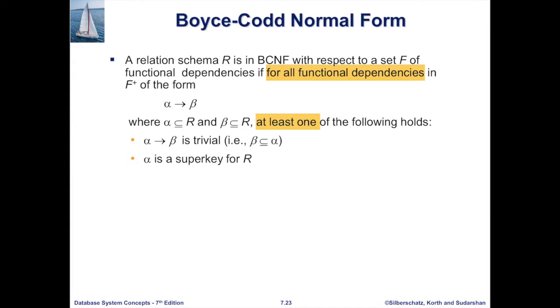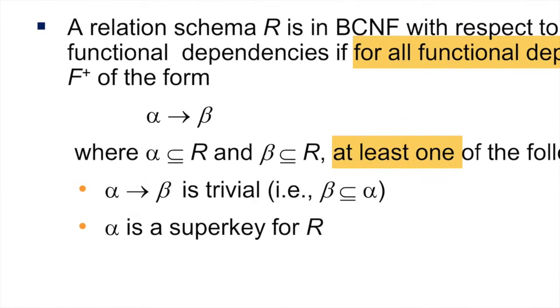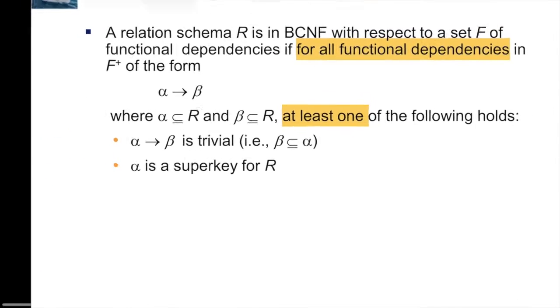So, I guess we are ready to define the Boyce-Codd normal form. So, in the definition, we can say that a relation schema R is in Boyce-Codd normal form with respect to a set of functional dependencies F if for all functional dependencies in the closure of F of the form alpha to beta, okay, at least one of the following holds.